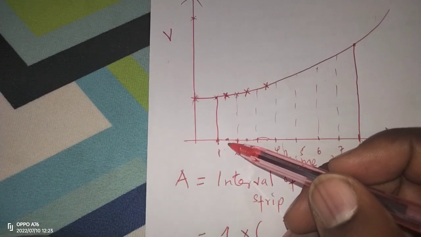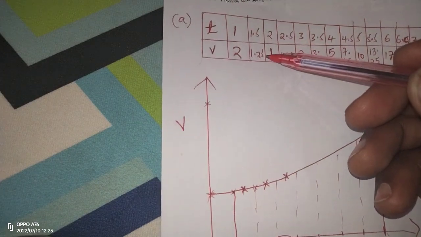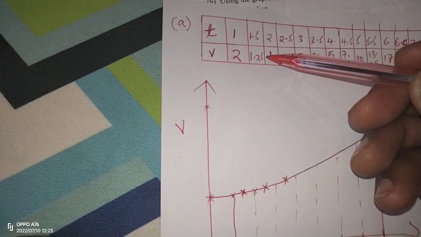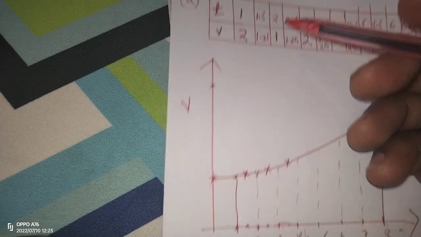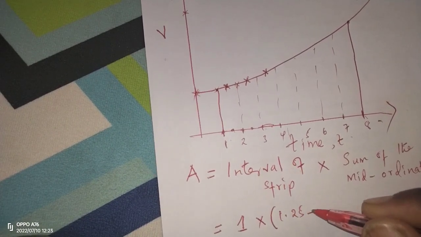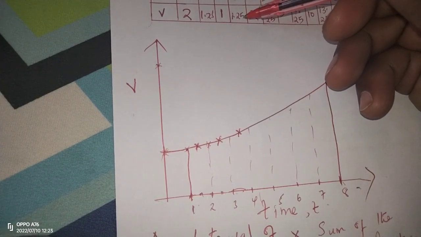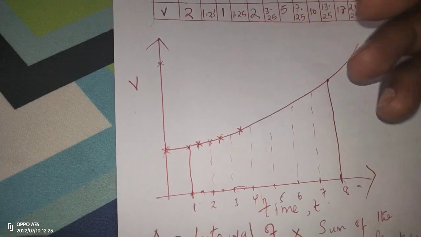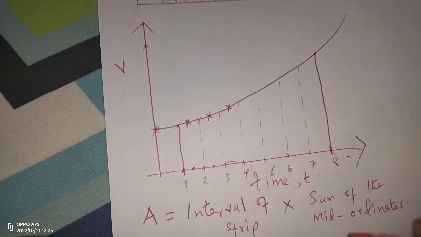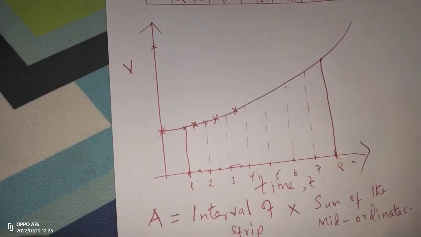And when t is 1.5, we had already filled a table such that the value of v will be 1.25. So we are not calculating it again, we are just substituting automatically. So we will have 1.25, and we add the next mid-ordinate, when t is 2.5. So 1.25 again, then plus at 3.5 we have 3.25.